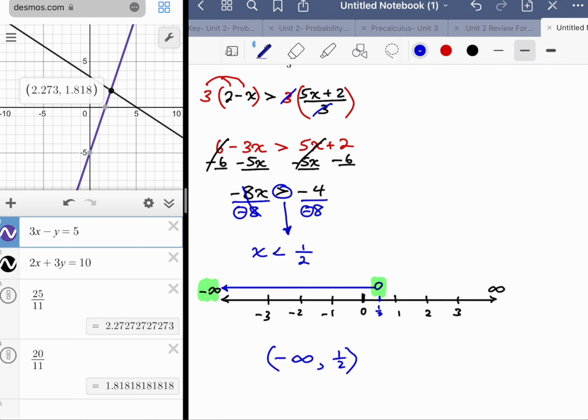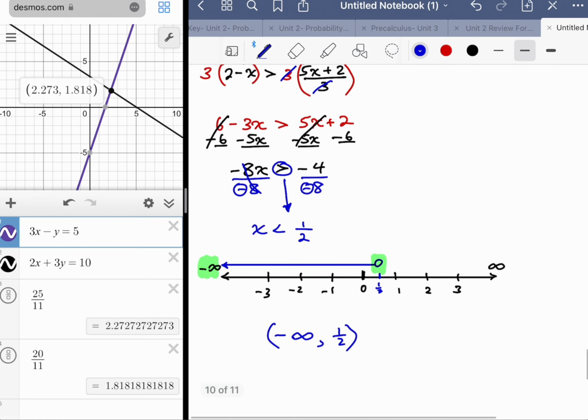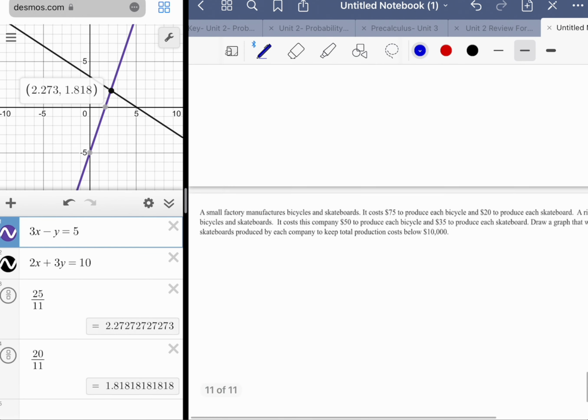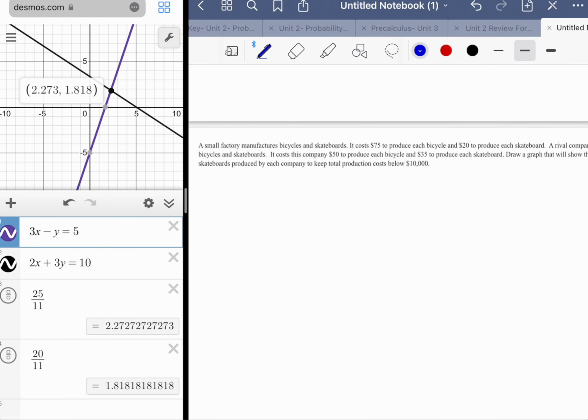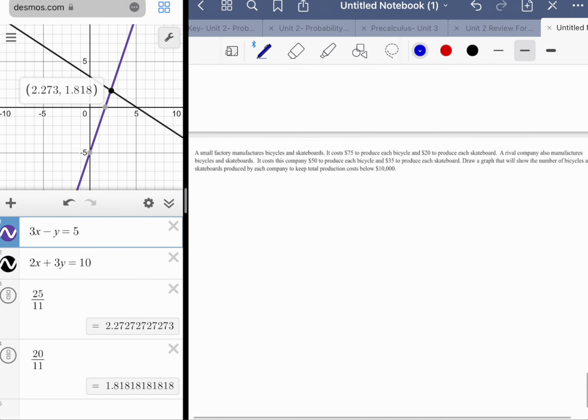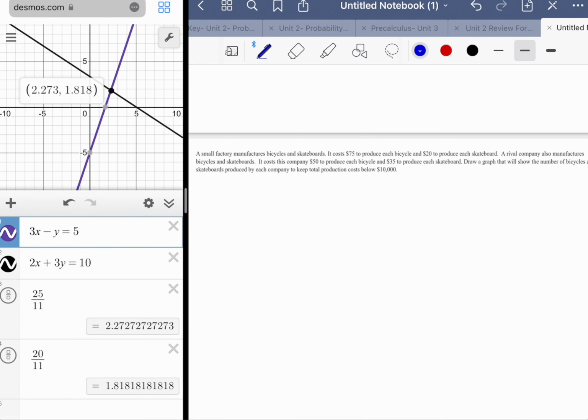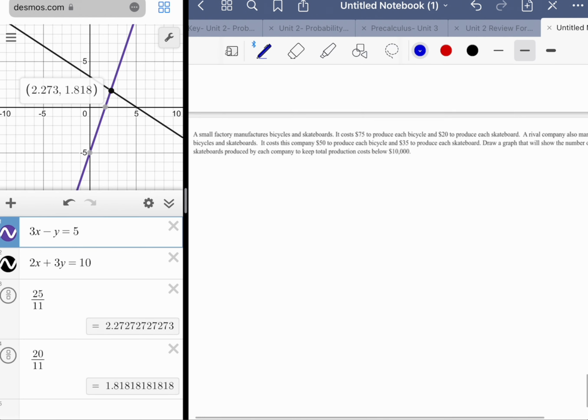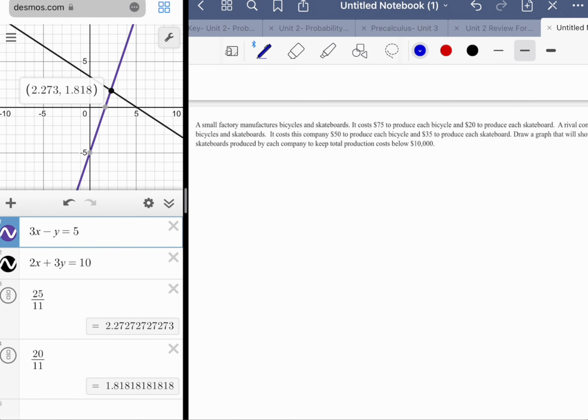All right. So then the last one was that skateboard problem. That was a fun one. A small factory manufactures bicycles and skateboards. It costs $75 to produce each bicycle and $20 to produce each skateboard. A rival company also manufactures bicycles and skateboards. It costs this company $50 to produce each bicycle and $35 to produce each skateboard. Draw a graph that will show the number of bicycles and skateboards produced by each company to keep the total production costs below $10,000.